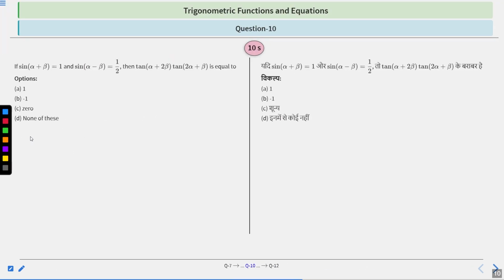Let's move to the next question, question number 10, which says: if sine of (alpha plus beta) is equal to 1 and sine of (alpha minus beta) is equal to 1 by 2, then tan (alpha plus 2 beta) into tan (2 alpha plus beta) is equal to.